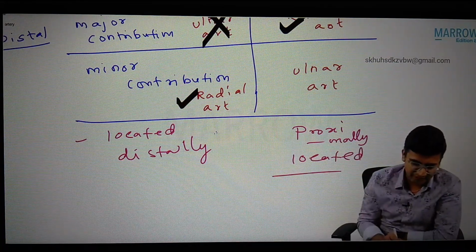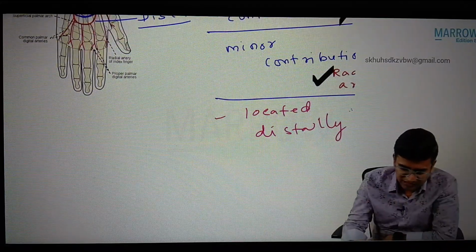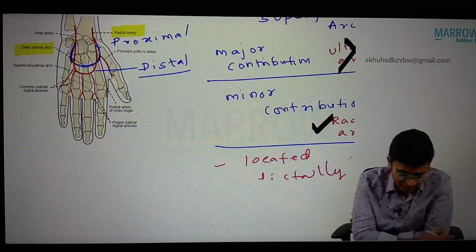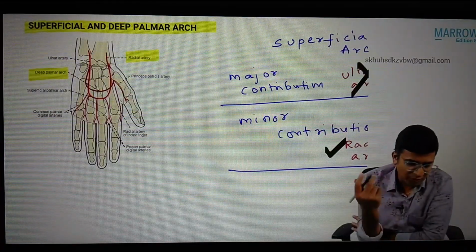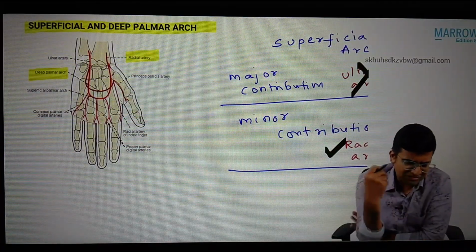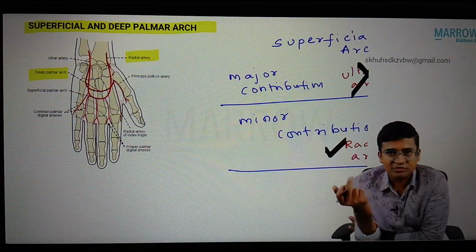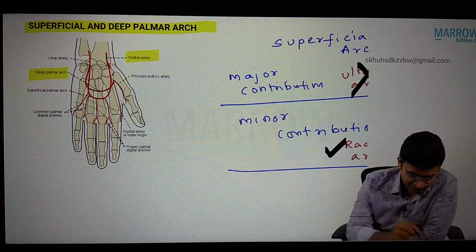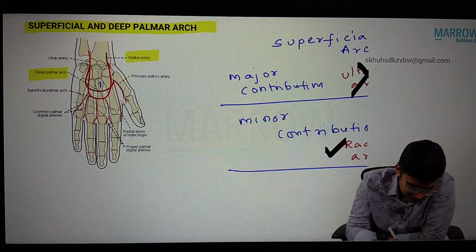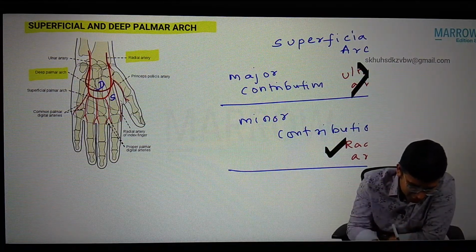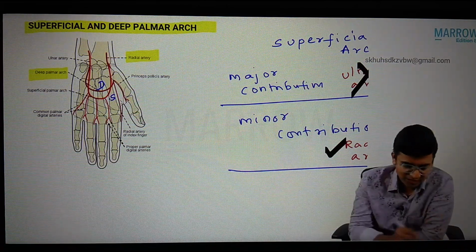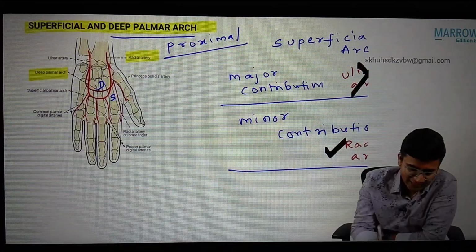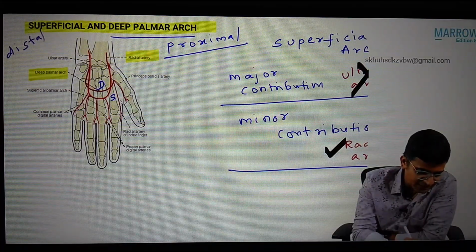Okay, right. Now, see the diagram. In the diagram, we are seeing some branches. One more point about the arches: sometimes they may ask you which arch is proximal and which arch is distal. They may give you a true or false statement. Now, in the diagram, this is the deep palmar arch and this is the superficial palmar arch. Which is proximal? The deep palmar arch is proximal, and the superficial palmar arch is distal.